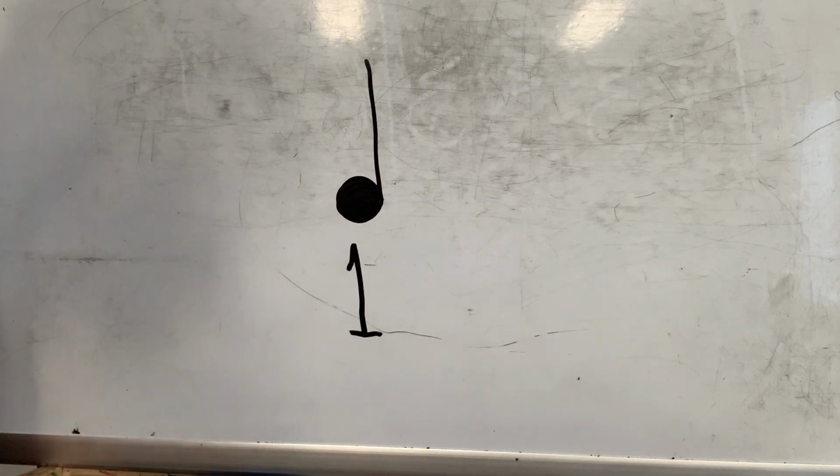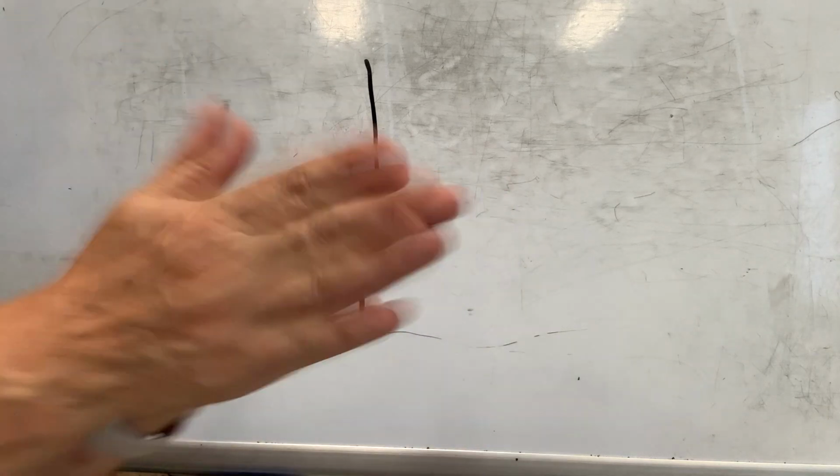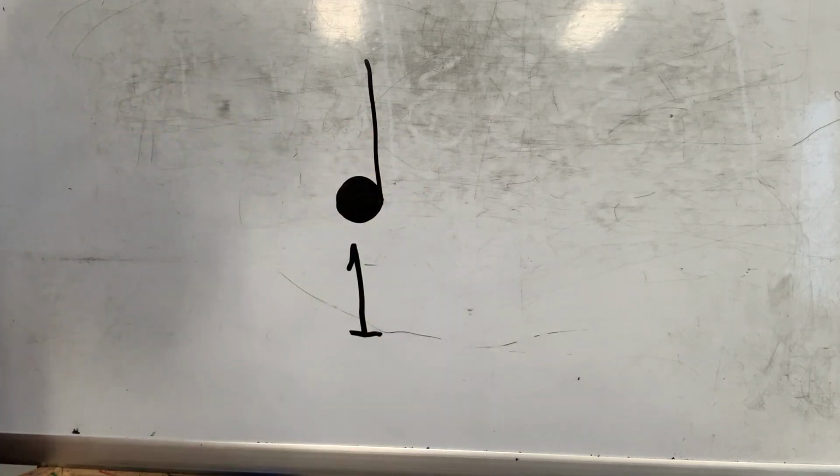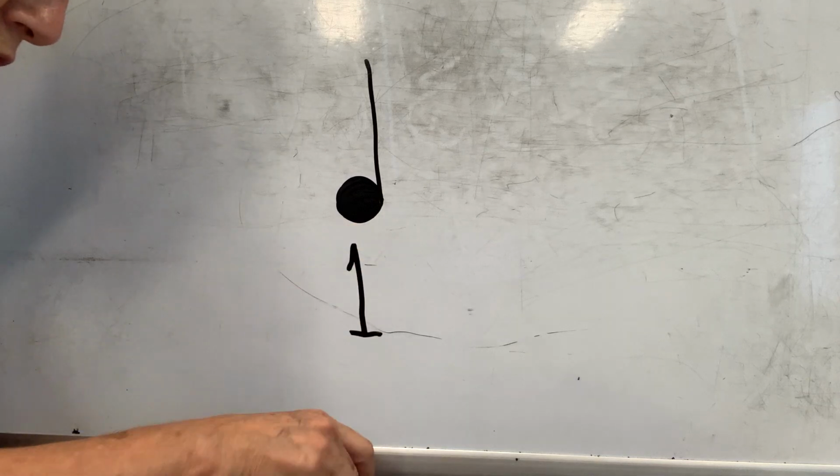That's one beat. Now the real name is quarter note. I call it walk because if you say quarter note, quarter note, quarter note, it just doesn't sound very right. But the real name is quarter note. Can you say that name? Quarter note. And I call it walk.